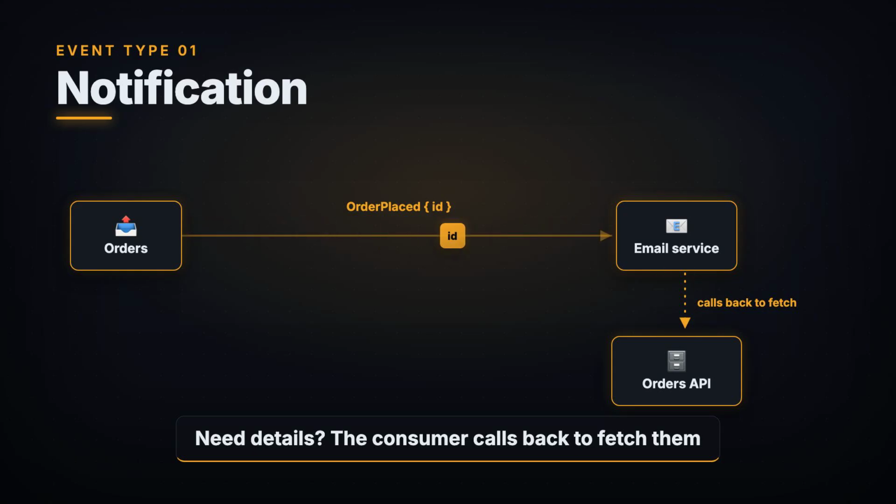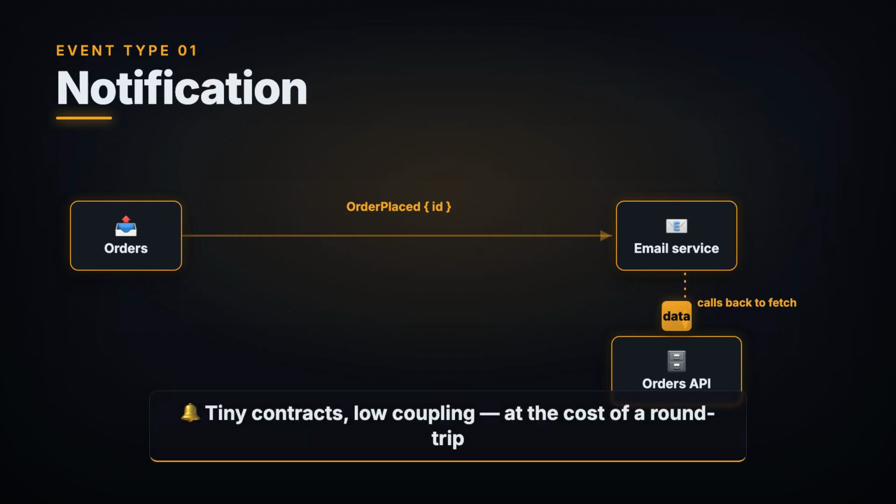A password reset event carries only a user ID, and the notifier looks up the address. The win is tiny payloads, tiny contracts, and little to break. The cost: consumers make an extra call, which couples them back to you at runtime.